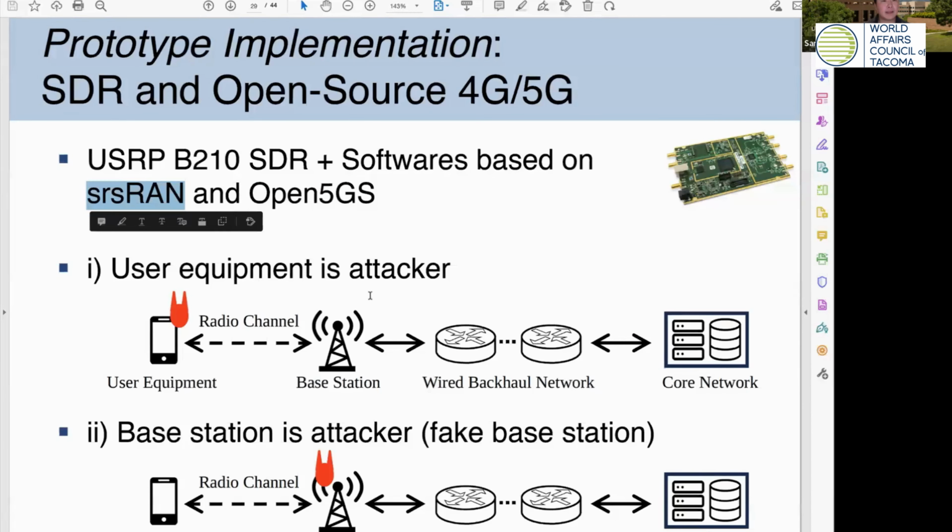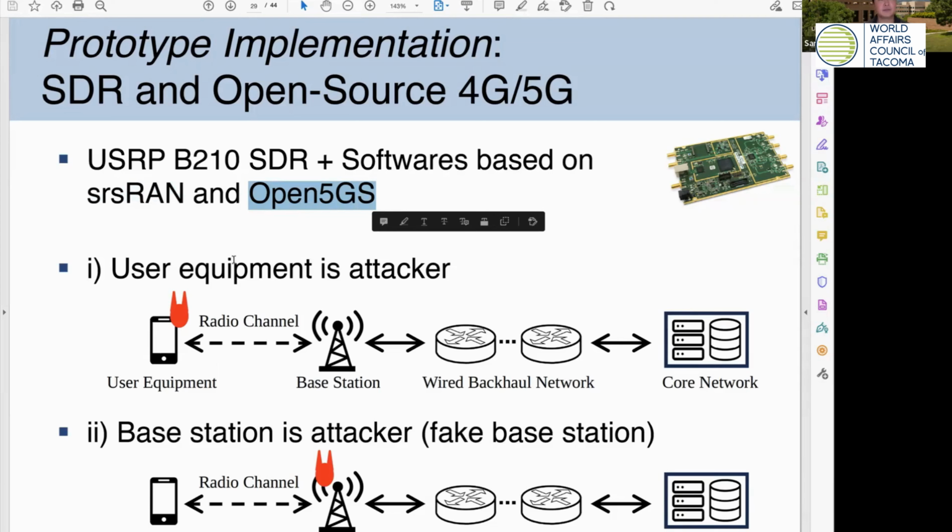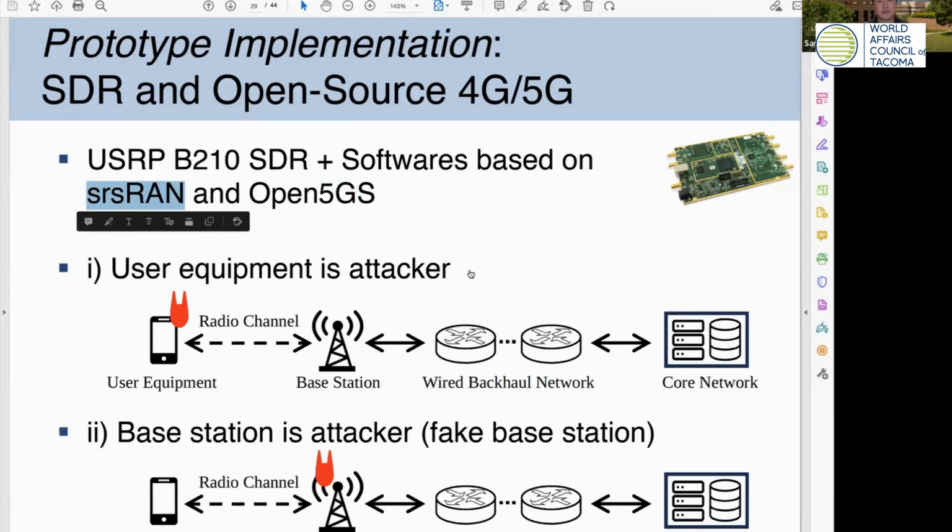SRS-RAN is primarily focused on the wireless communication between user equipment and base station. In cell networking, it's called the front end. Open5GS involves the base station and the core network, and it goes all the way to user equipment. When people talk about network slicing or virtualization, that's more on Open5GS. SRS-RAN is more on the front end. Thank you for the questions. And this is not one lab that developed it. It's a pretty sizable effort that made it.